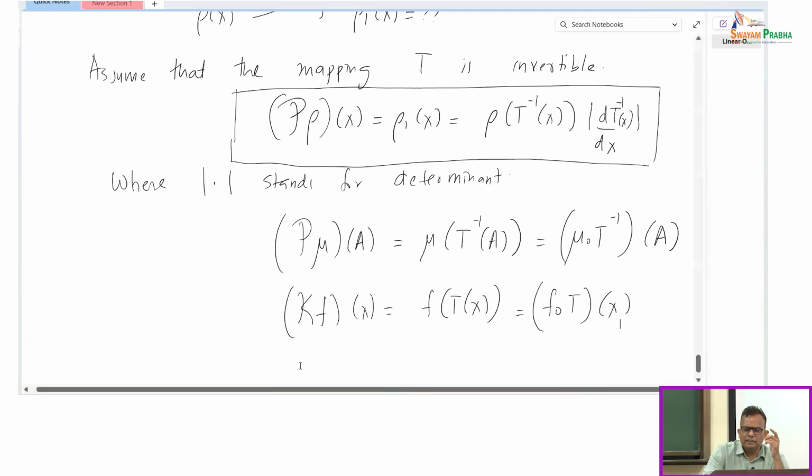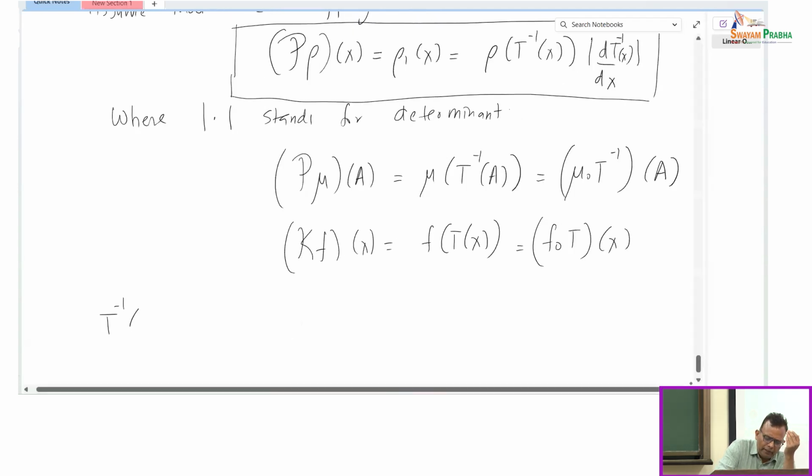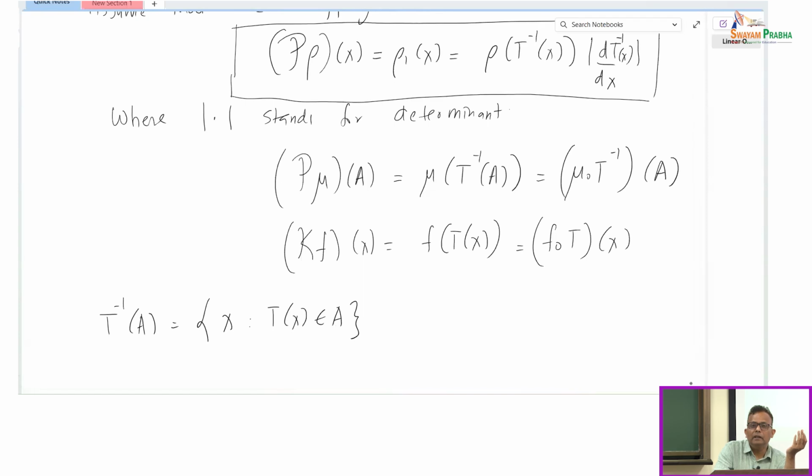So on the space of measures, the Perron-Frobenius operator looks, I like to call it, a little simpler. All you have to do is basically take mu composed. So mu is your old measure. The new measure is given by mu composed with T inverse. That's your new measure. Okay. Now, what is the T inverse here? If T is not invertible, what do you mean by T inverse? T inverse basically means, what is T inverse of A? T inverse of A is defined as the set of all points x such that T of x belongs to A. Okay. So this is how the inverse is defined when T is not invertible.